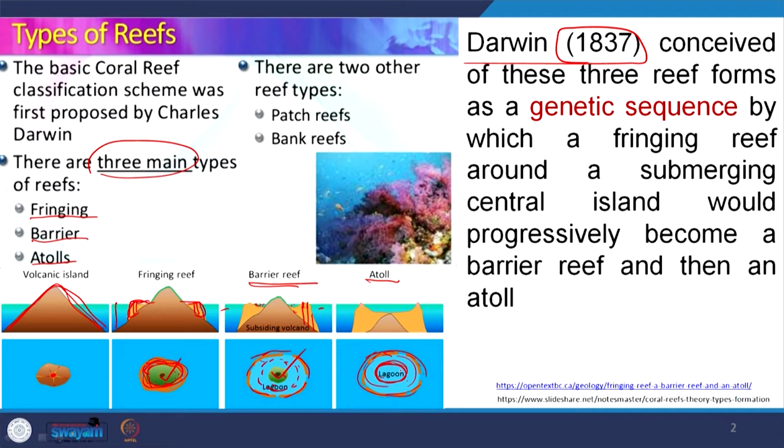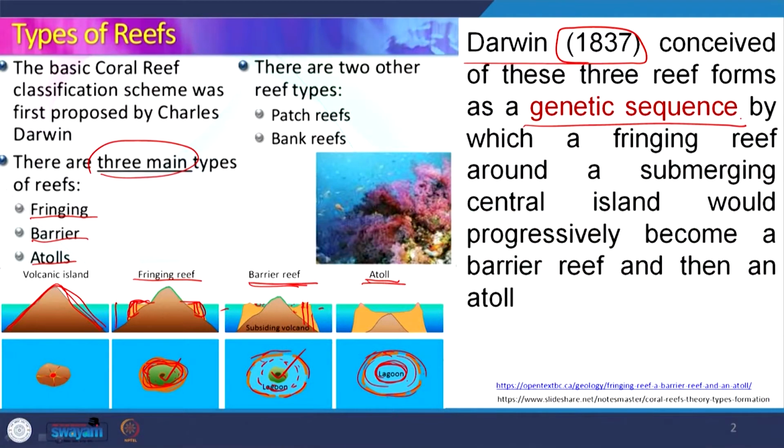So, these are the three principal classifications: one is fringing reef, another is barrier reef, and third is atoll. So, this atoll indicates either there is a tectonic subsidence or there is a sea level rise. So, Darwin in 1837 conceived these three reef forms as a genetic sequence by which a fringing reef around a submerging central island would progressively become a barrier reef and then an atoll. So, this is a progressive increase with time.